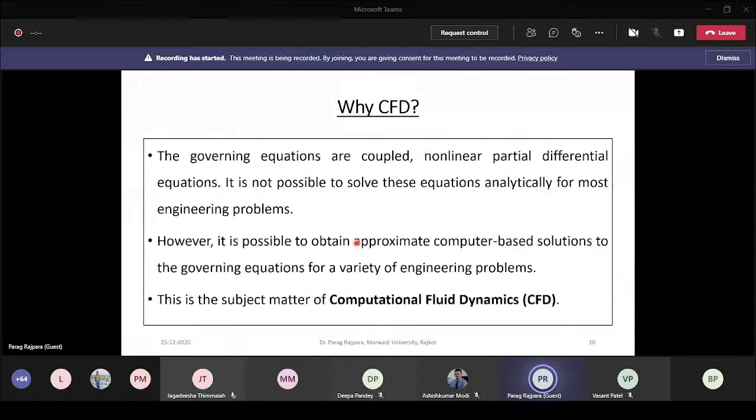Then we have also seen why CFD is important, because most of the real problems are complex in nature. Most of the engineering problems are very complex. The governing equations that we have are coupled and nonlinear partial differential equations. Sometimes the equations become so long that if you try to solve them analytically, you may miss the physics behind them. So it is not possible to solve these equations analytically in most engineering problems. But it is possible to obtain approximate solutions of these governing equations through computer-based modeling, and this is the subject matter of computational fluid dynamics.